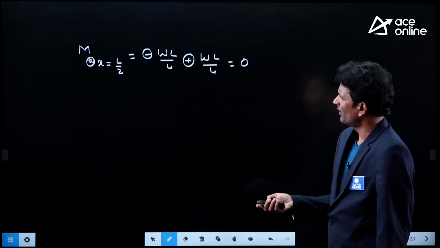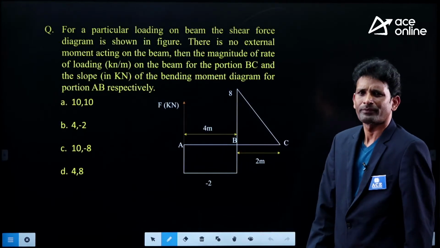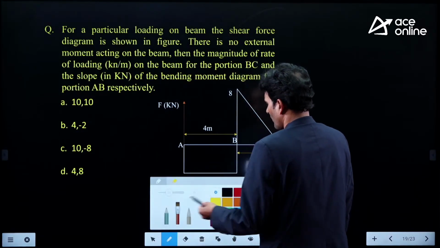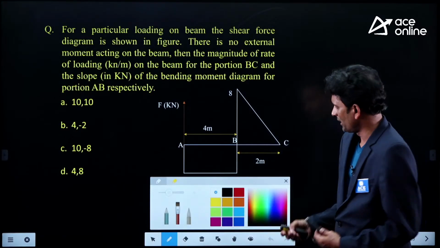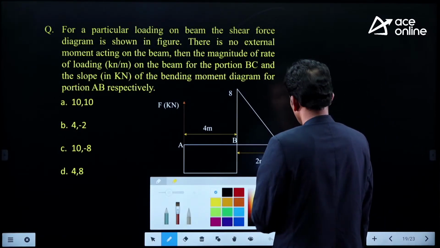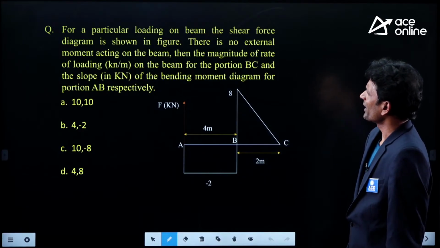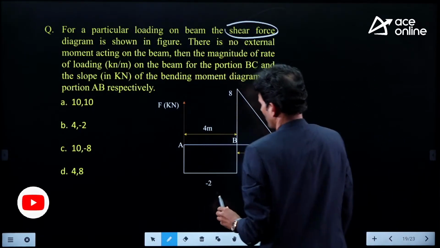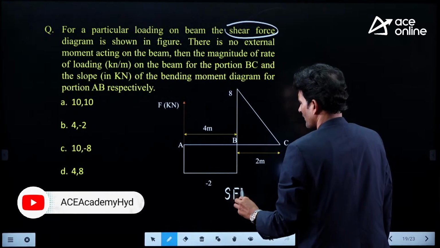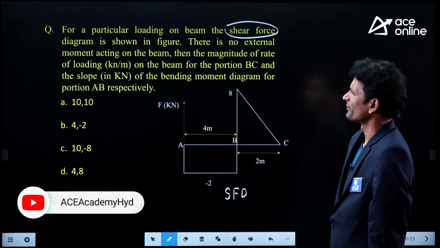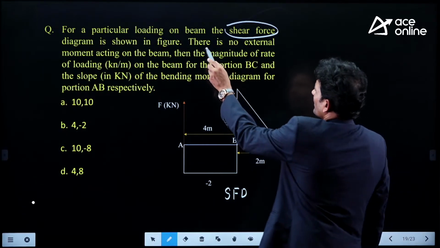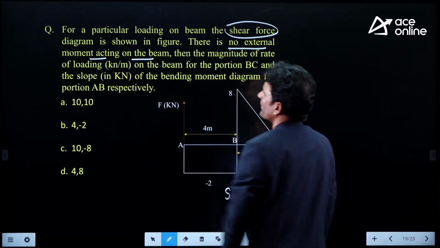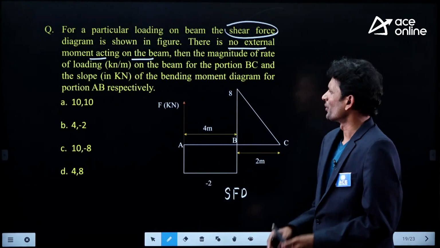Now, let's move on to another interesting question. Try to read the question. To solve this question, again we require the relation between rate of loading, shear force and bending moment. What is the data given in the problem? For a particular loading on the beam, the shear force diagram is shown in the figure. The given diagram is a shear force diagram. There is no external moment acting on the beam. Another piece of information: no moments are acting on the beam, completely all are transverse loads.